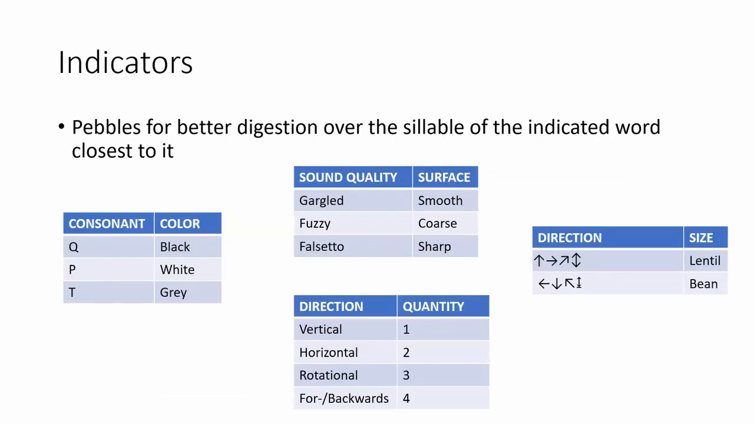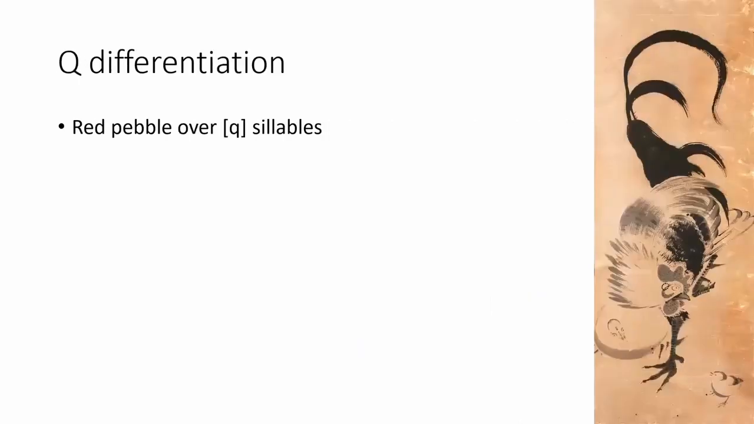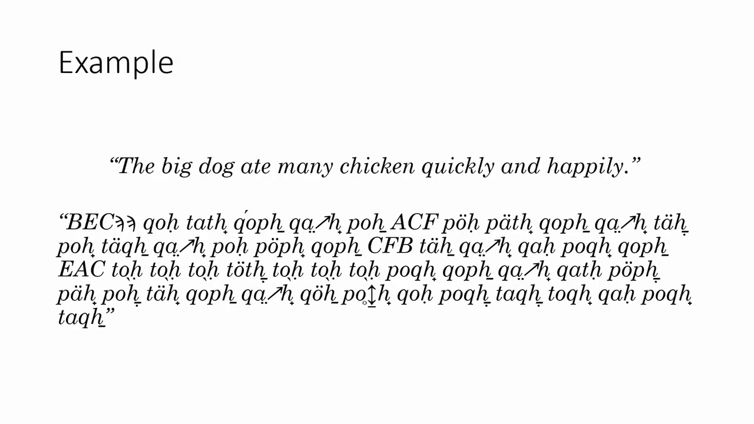And next up are the indicators. They are written by placing pebbles over the syllable closest to it on the indicated subordinate word. These variables express them. They are a nice addition to the plate. It enables a better digestion for the reader. As I won't be able to write the whole translation of the text, I'll write a small example sentence.